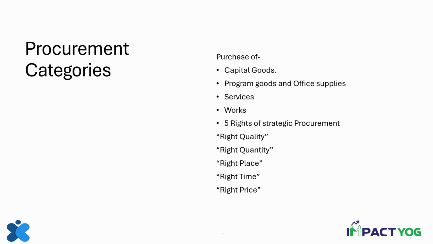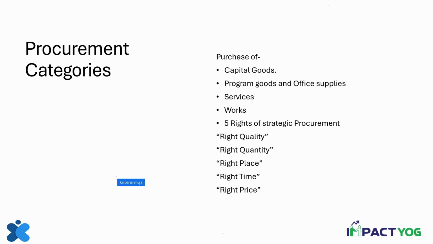Right time, because the right time is important for use of that product. Now, if I am not getting the product at the right time, then either I'm delaying my program or I'm losing out because that product will not have any value later on. And of course, the last one is right price. Right price is basically nothing but value for money or cost efficiency. So these are the 5 things that one has to remember. And this will also give you an idea as to when to start the procurement process, because the right time will tell you which place, how much quantity and what quality and at what price.